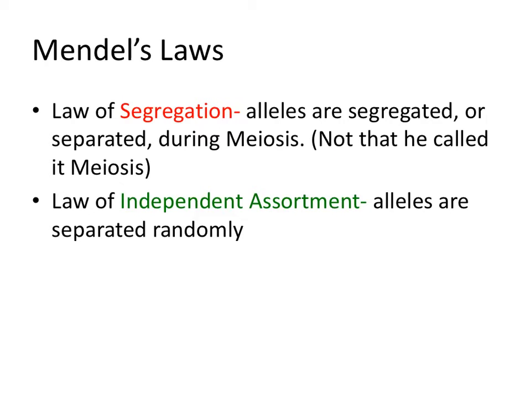So the product of all Mendel's work were these couple laws that he came up with, which are actually things that we already know about because we know stuff about meiosis, which he didn't really know about. The first one was the law of segregation, that alleles are segregated or separated during meiosis. Of course, he didn't know what the heck meiosis was, but we already know this, right?